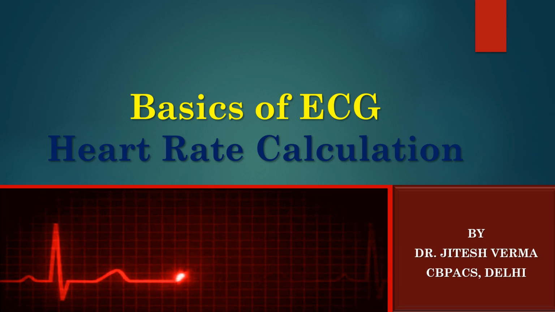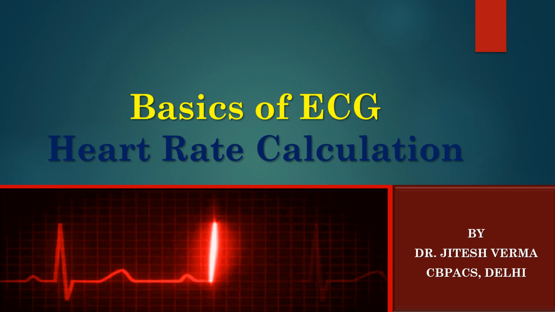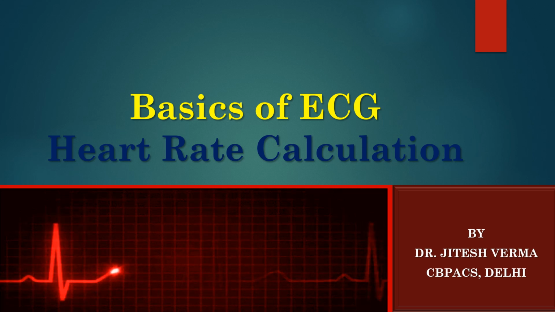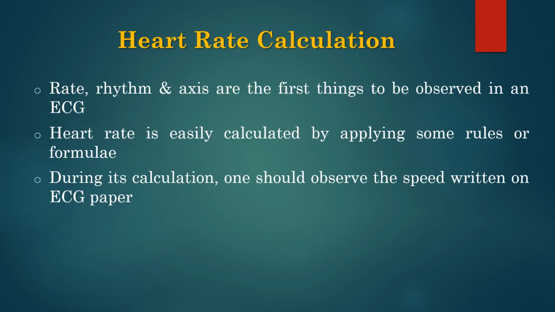Today, we will very briefly discuss the calculation of heart rate. Basically, the first things to be observed in an ECG are rate, rhythm, and axis. Today, we will discuss heart rate only. Heart rate is easily calculated by various rules or by applying some formulas.